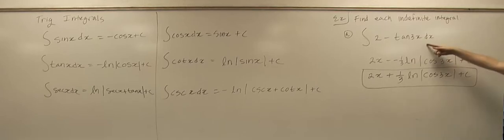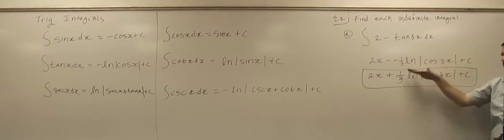The other way to do this would be u substitution. If you didn't believe me, you thought I was yanking your chain, you would set u equal to 3x and then the 1/3 would come.